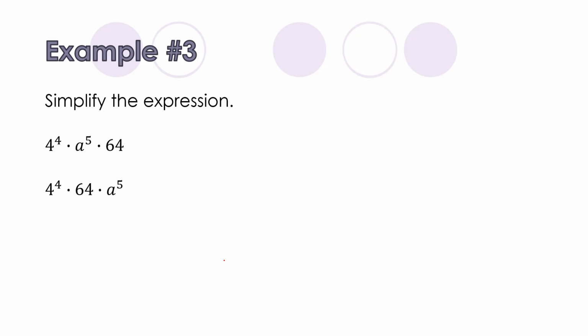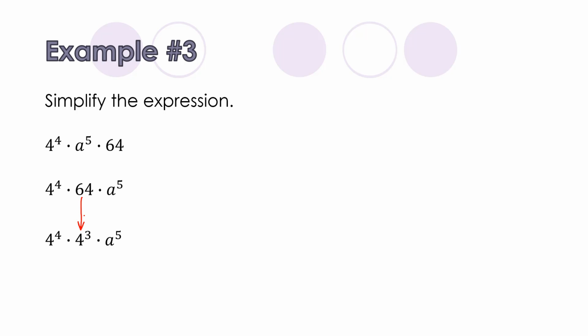Well, we can first rewrite it and put the constants next to each other. So 4 to the fourth power times 64 times a to the fifth power. Now again, we've got a variable here, so we can't combine that with the other two pieces. But what we can do is turn 64 into a power of 4. So that's what we'll need to do. And 4 times 4 is 16, times 4 again is 64. So what that means is that 64 is equivalent to 4 to the third power.